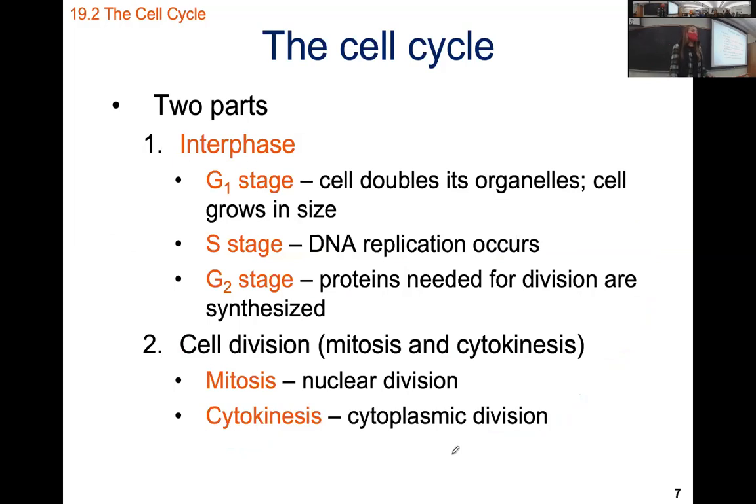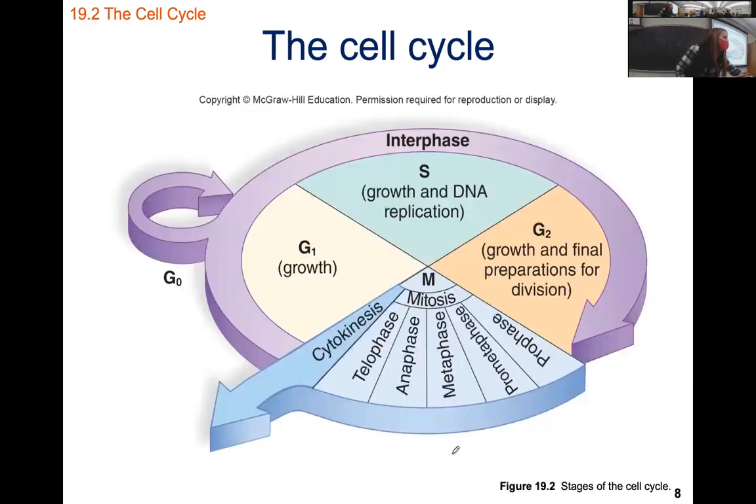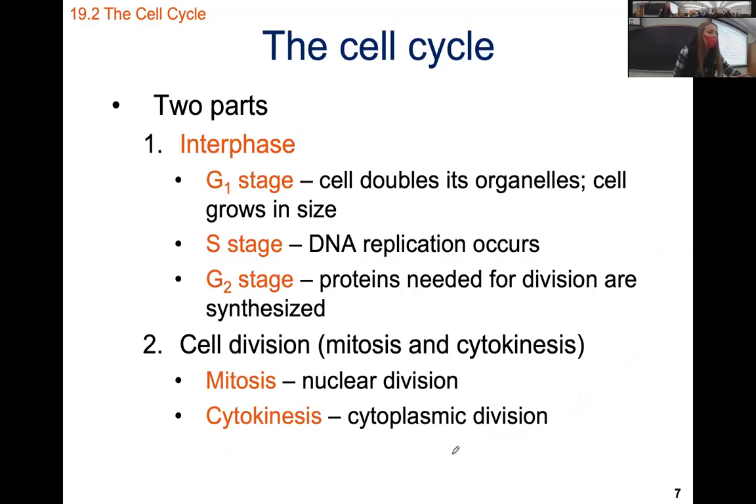The S stage, which is the growth and DNA replication, so you're continuing growth and your DNA is replicated. So the exact same DNA that is from the original cell is replicated, because in the new cell, we want some DNA in there, and then eventually that new cell will also go through the cell cycle.